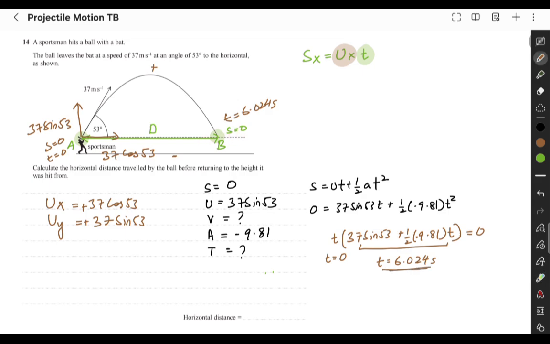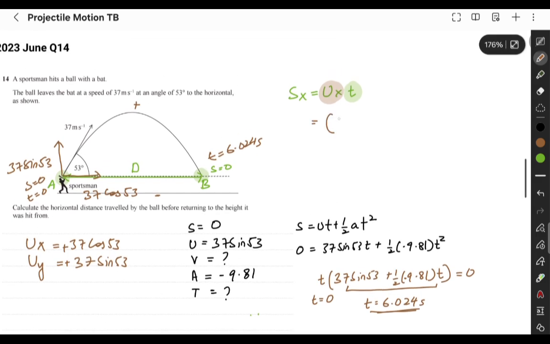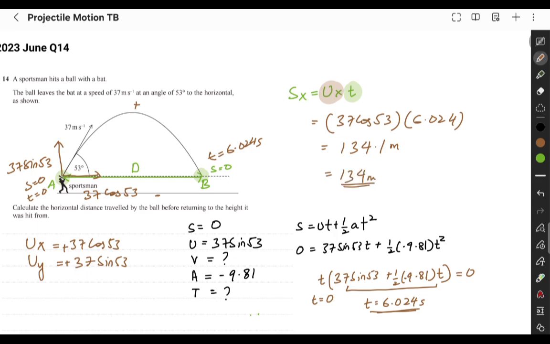And we're going to be using this time because that's what we need. I'm going to plug it in here. So 37 cos 53 times 6.024, and we're going to get the answer as 134.1 meters. You can write that as 134 meters. That's going to be the answer.